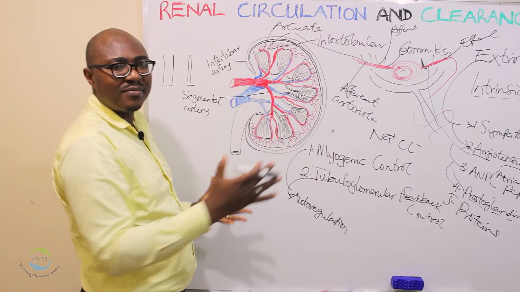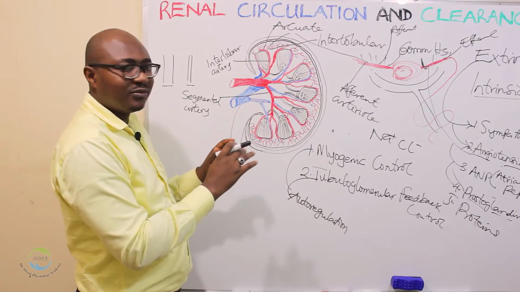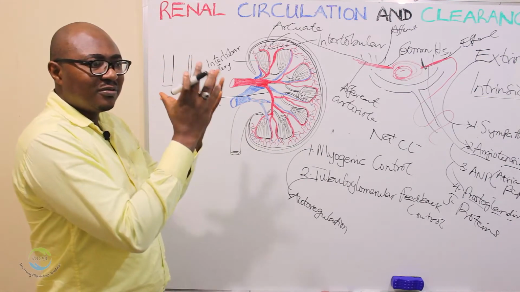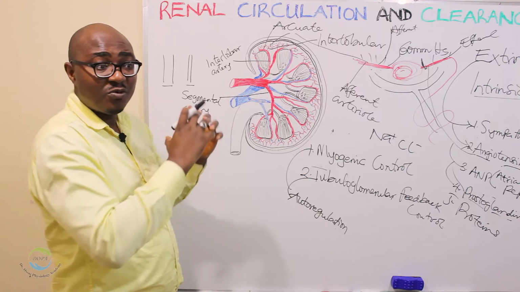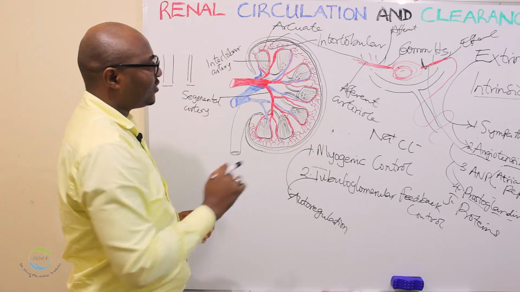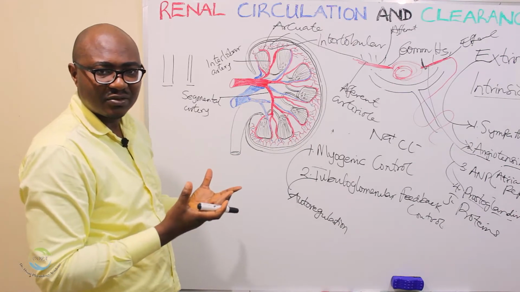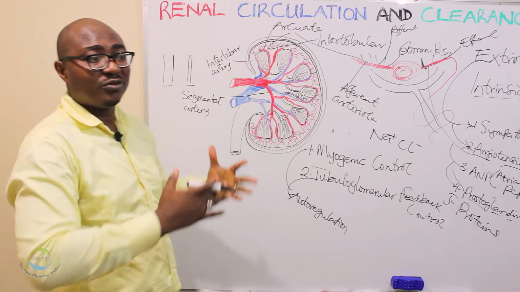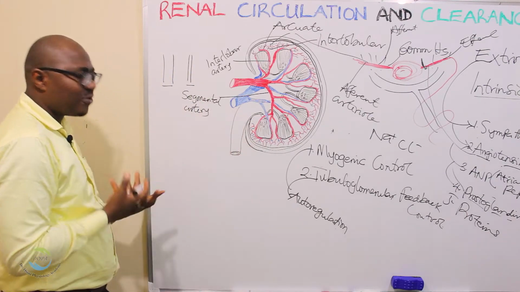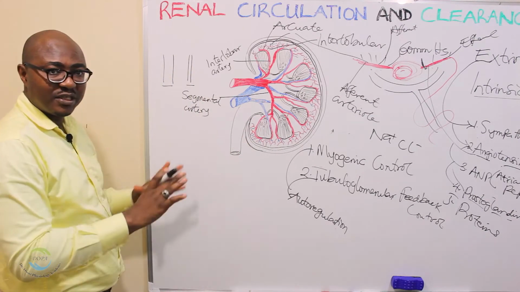You can do that in animals. But in a human being, you can't use a direct means. So scientists always discover another way, an indirect way, to achieve these amazing results that will give us something similar to the real value we are looking for. So let's see how renal blood flow can be measured.